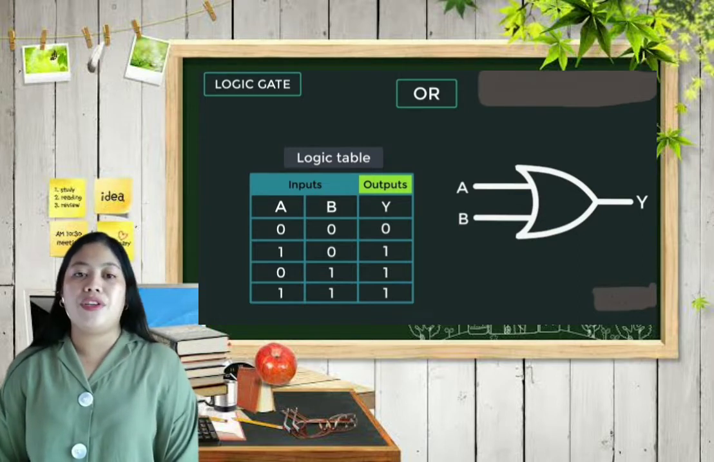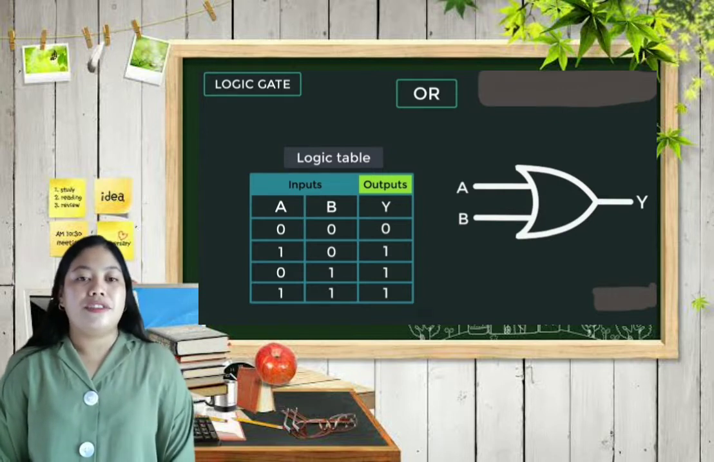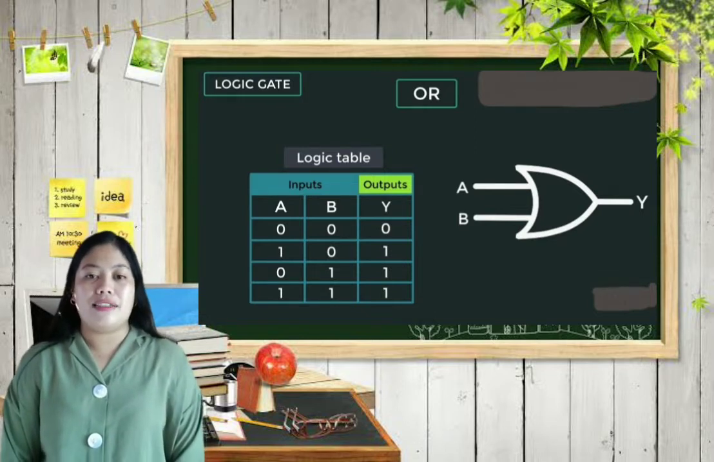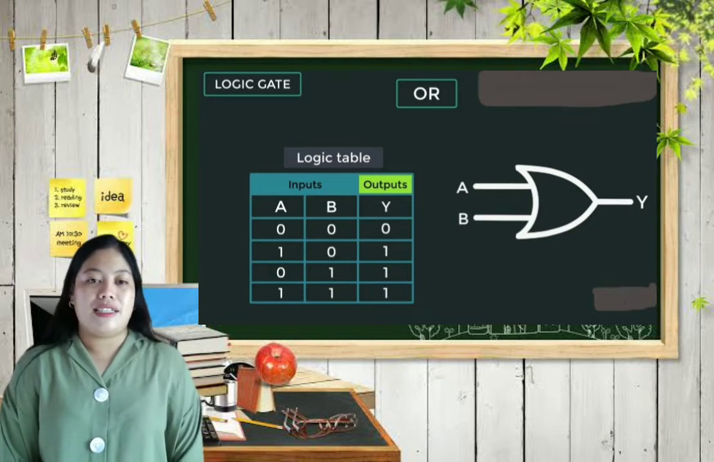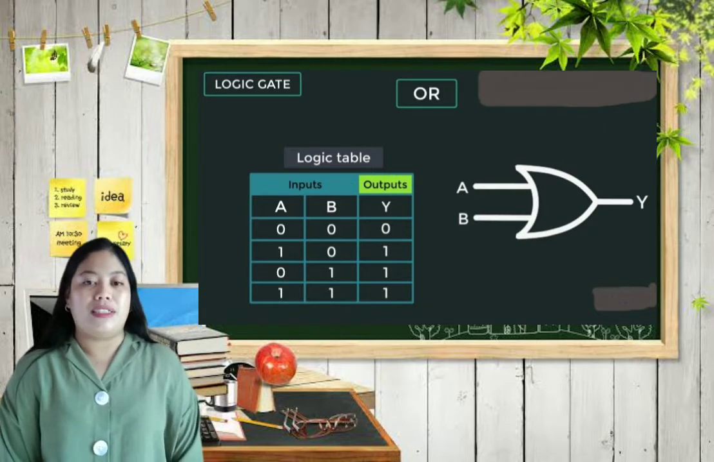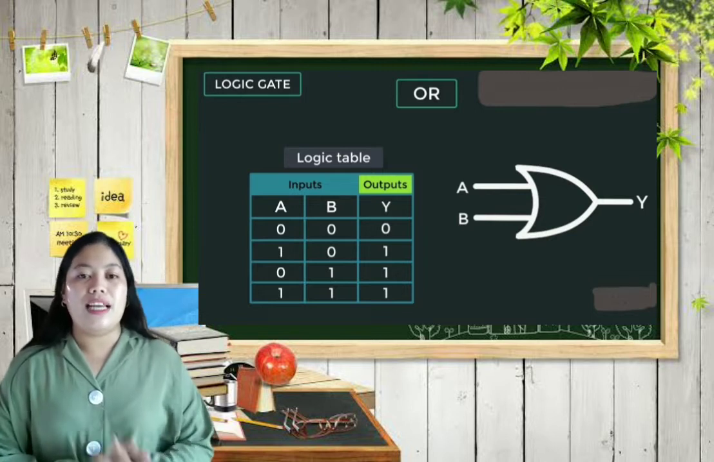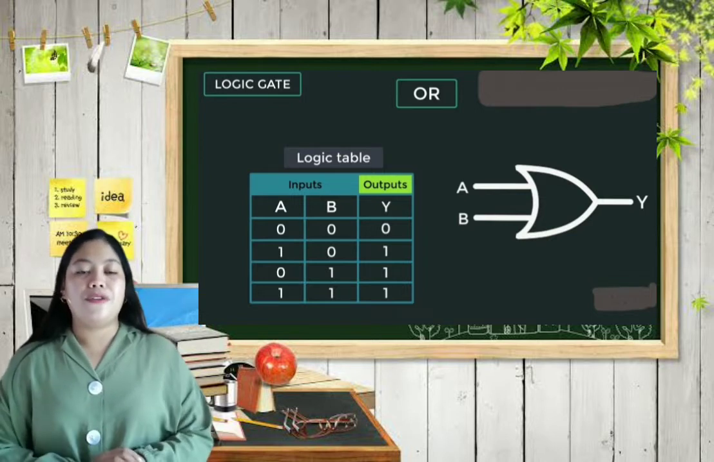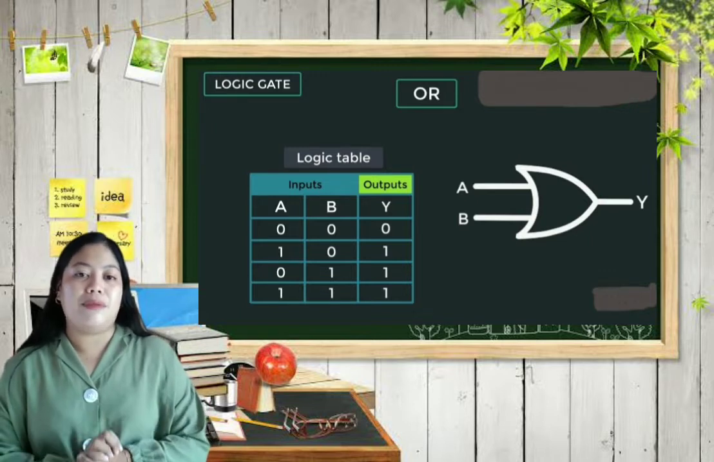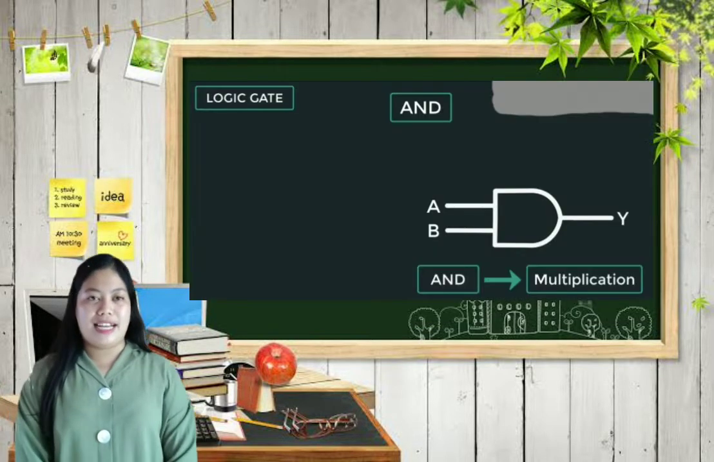For OR gate, to give an output signal, there should be at least 1 input signal. The third input signal will be A equal to 0 and B equal to 1. Since there is a signal in one of the inputs, the output will be equal to 1. And the final input signal will be A equal to 1 and B equal to 1. Therefore, the output will be equal to 1 since there is an input signal in both A as well as B. Let's move on to the next logic gate, which is AND gate.